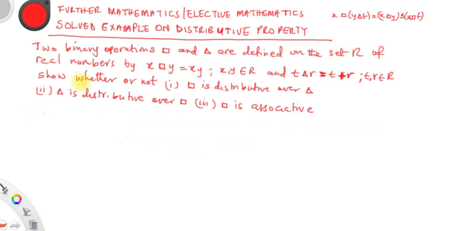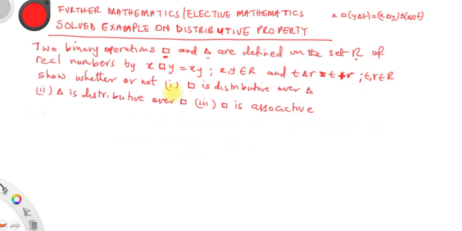This is a real-life example. There are two binary operations, square and triangle, defined on the set R of real numbers. You have x square y equals xy, where x, y belong to the set of real numbers. This is the definition for the operation square. Then we have the operation triangle: t triangle r is equal to t plus r, for t, r belonging to the set of real numbers.